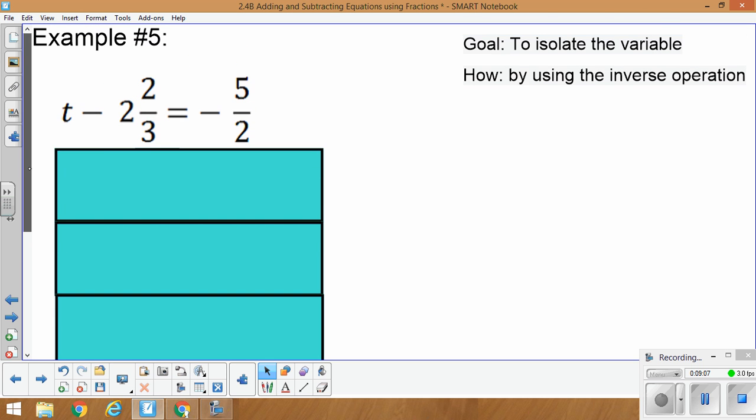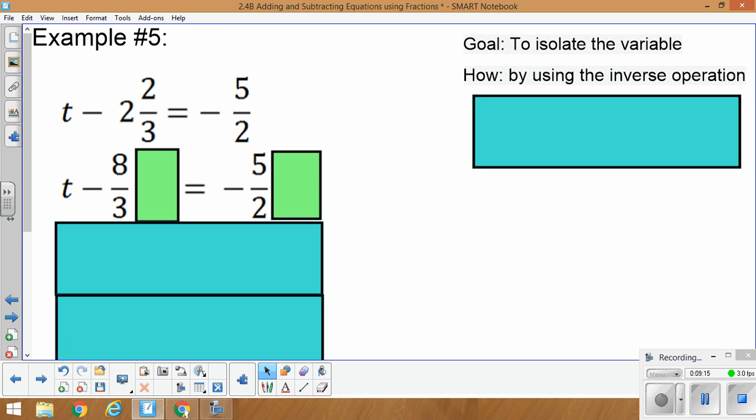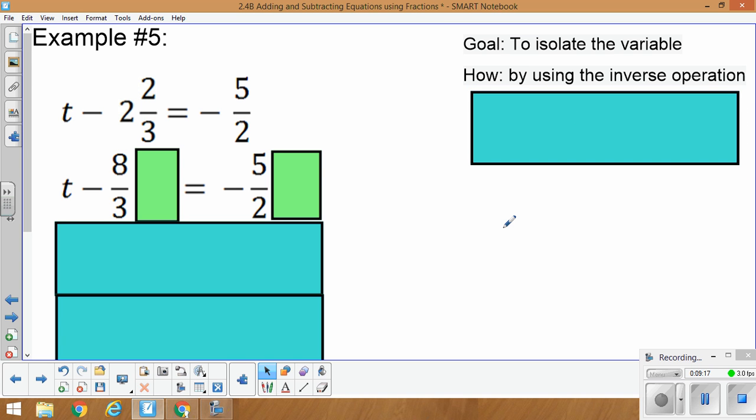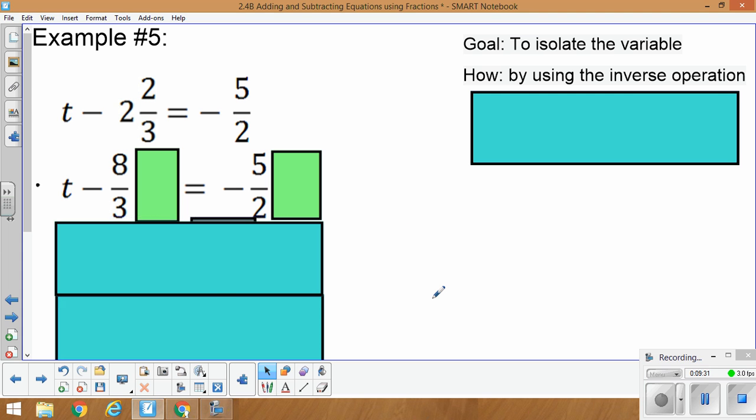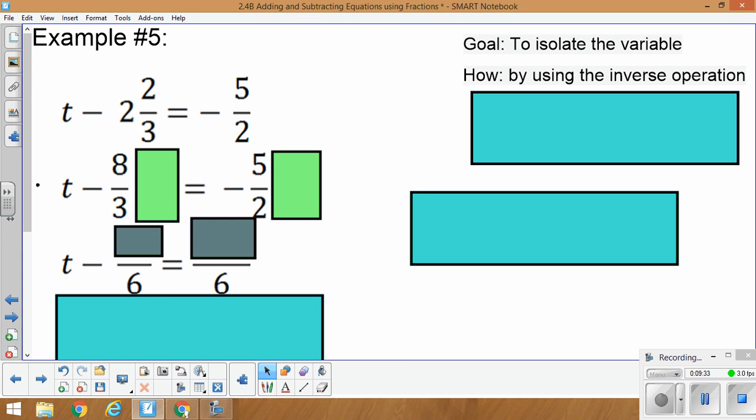So we have t minus 2 2/3 is equal to negative 5 over 2. So the first thing I'm going to do is make my fractions improper. So 3 times 2 is 6, plus 2 is 8 over 3. Okay, the next thing we're going to do is find a common denominator between 3 and 2. So that would be 6.